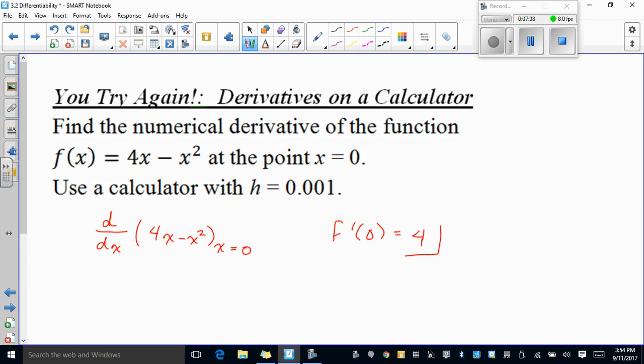Now the calculator may give us numbers with a few decimal places behind it. Sometimes it does, sometimes it doesn't. So you can just kind of play with it.